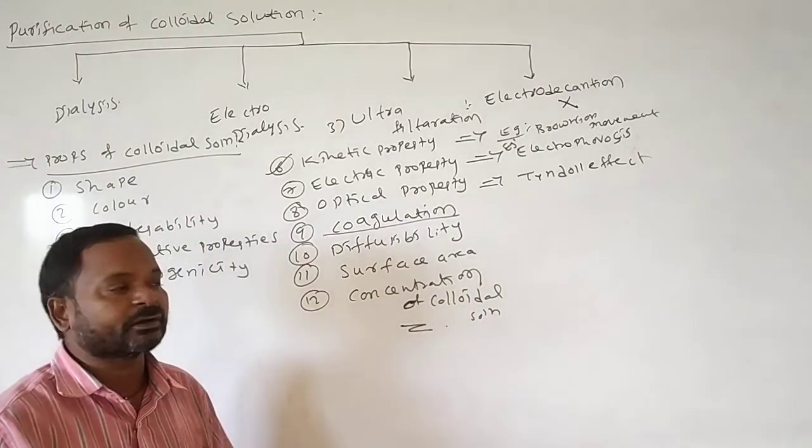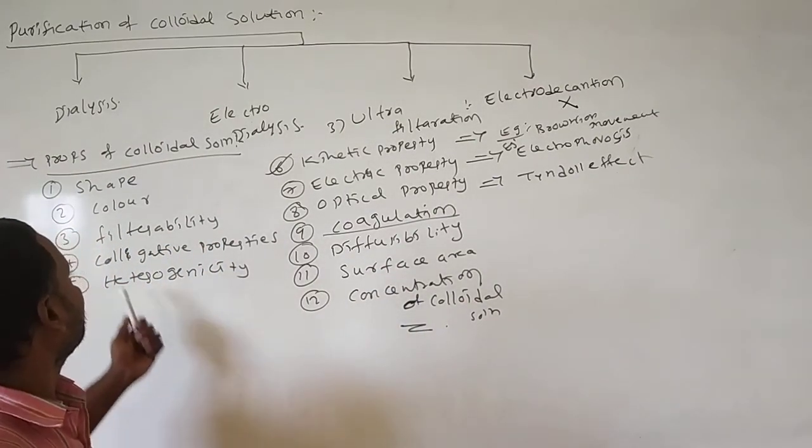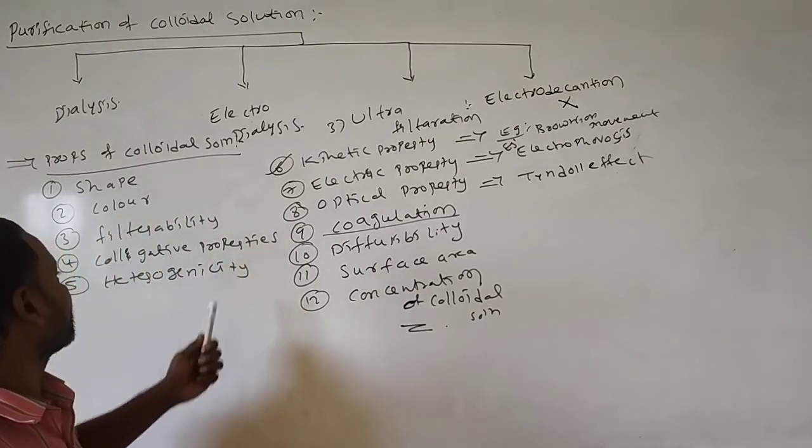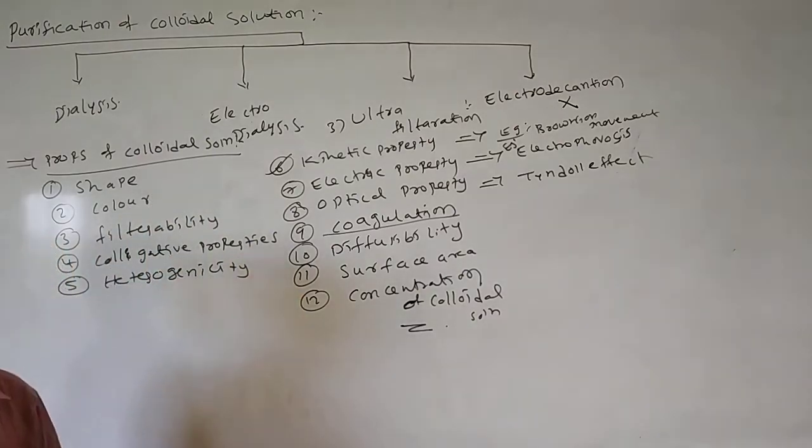We'll see in continuation all these 12 properties: shape, color, filterability, colligative properties, heterogeneity, kinetic property, optical property, electric property, coagulation, diffusibility, surface area, concentration of colloidal solution. Those are very important properties. We'll see them in continuation. Thank you.